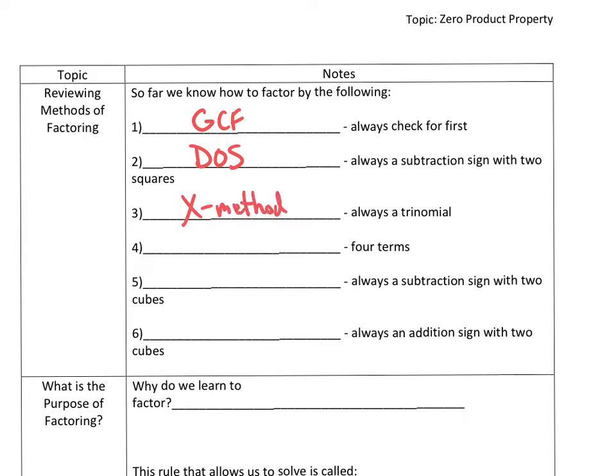Then if it was a polynomial, we want to do grouping. And then we got into those specific ones of a binomial that has subtraction with two cubes, which was a difference of cubes. And if it was addition, it was a sum of cubes. Okay, so we have all those methods in order, which we will use to factor today.